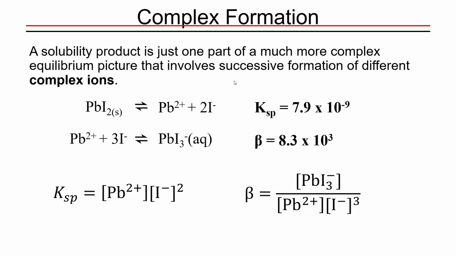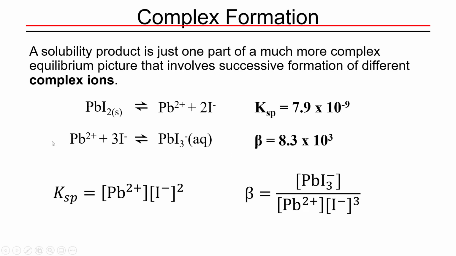There are a series of equilibria that extend beyond the formation of lead-2 iodide into the formation of PbI3 minus, PbI4 2 minus, the formation of these complex ions. So when we think about the solubility of a metal cation or an ionic compound composed of a metal cation under specific conditions, we have to take this extending series of equilibria into account and consider how Le Chatelier's principle affects the whole related series of equilibria.